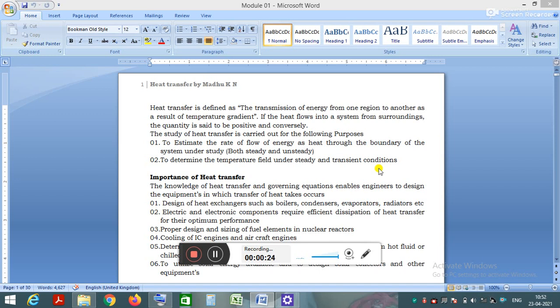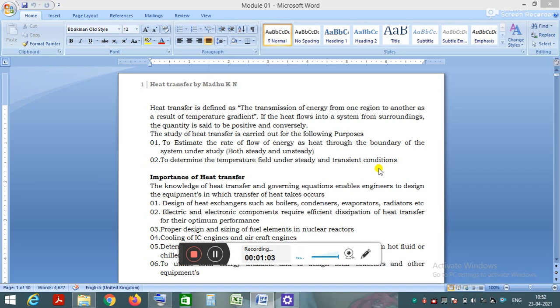In the last class, we studied that heat transfer is the transmission of energy. Heat is also one of the forms of energy, and heat transfer is defined as the transmission of energy from one region to another region, from one place to another place, as a result of temperature difference.